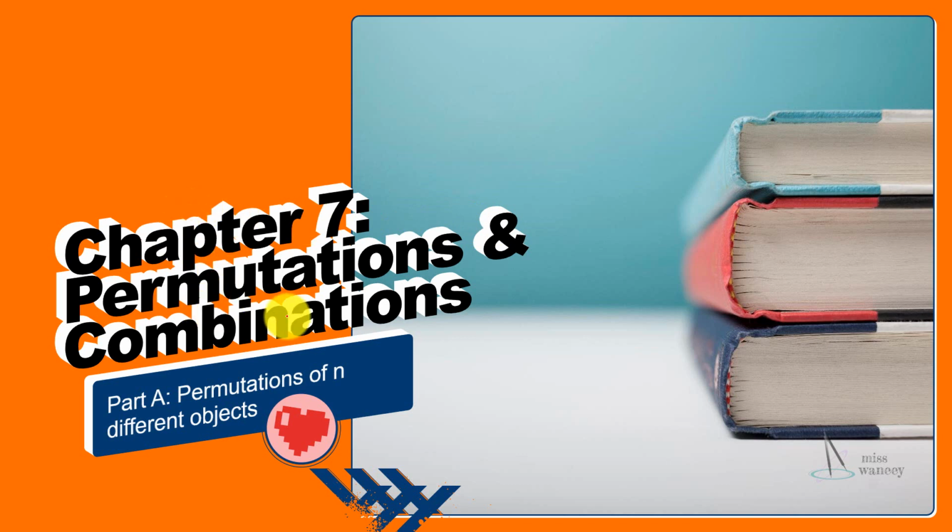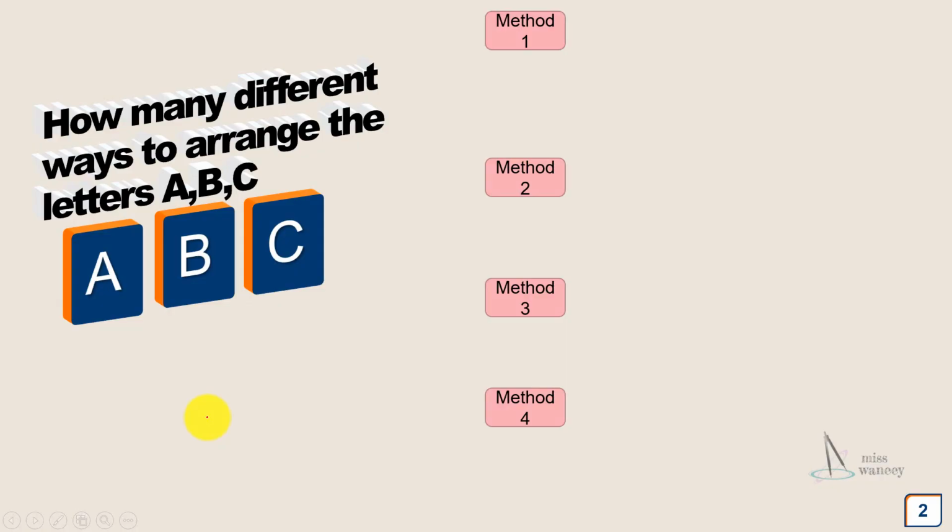Okay, so chapter 7, permutation and combination. I already separated them into 3 parts. So this is part A, permutation of n different objects. How many different ways are there to arrange the letters A, B, and C?